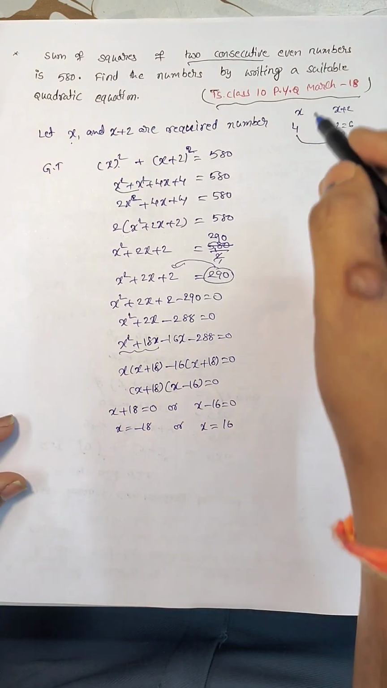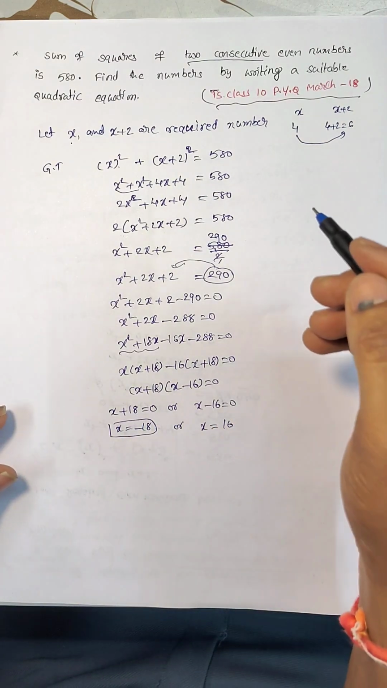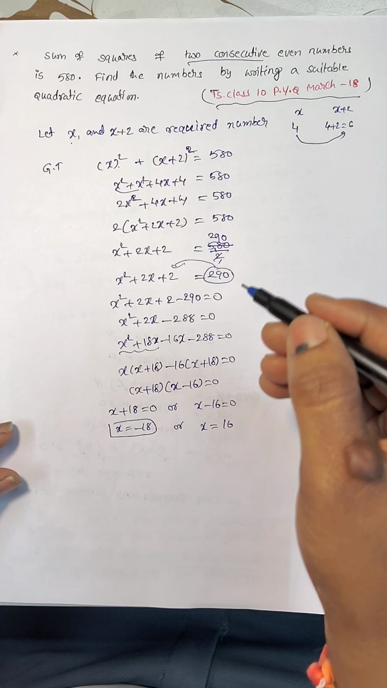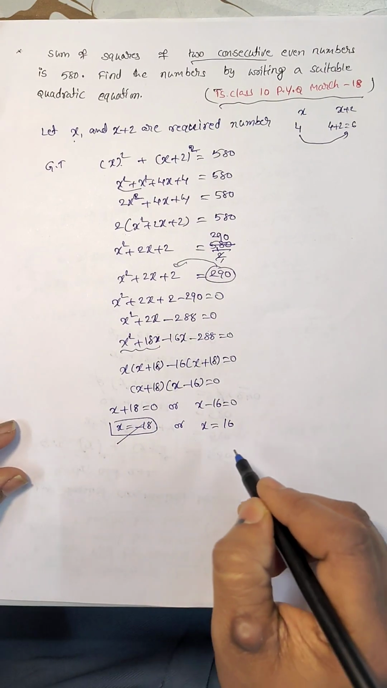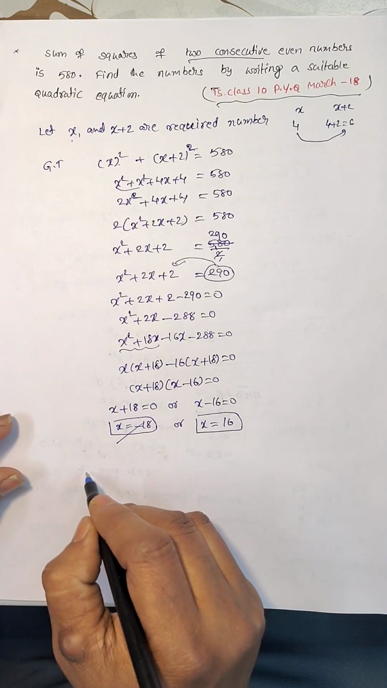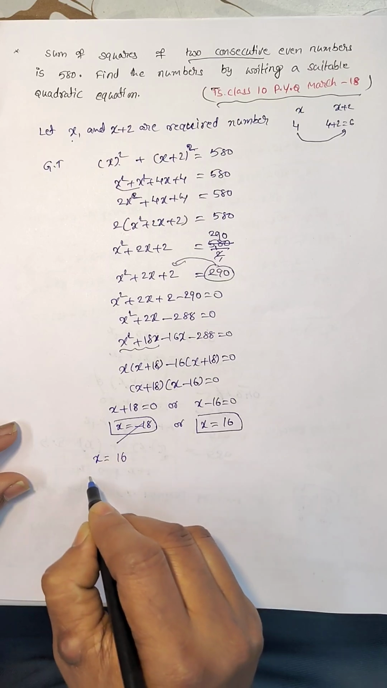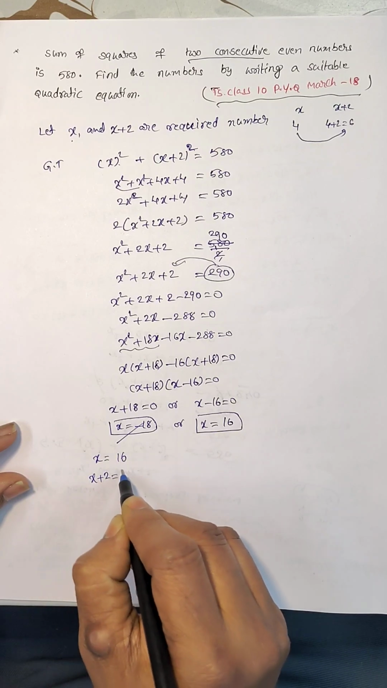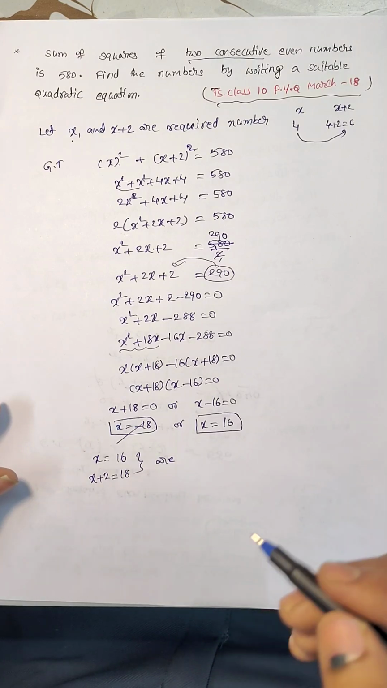As I mentioned, even numbers won't be negative. That is, even numbers depend upon only natural numbers. From the set of natural numbers we will take, so x value cannot be minus 18. So x value is 16. So therefore, the required number x is equal to 16, and x plus 2 is equal to 18. These two are our required even numbers.